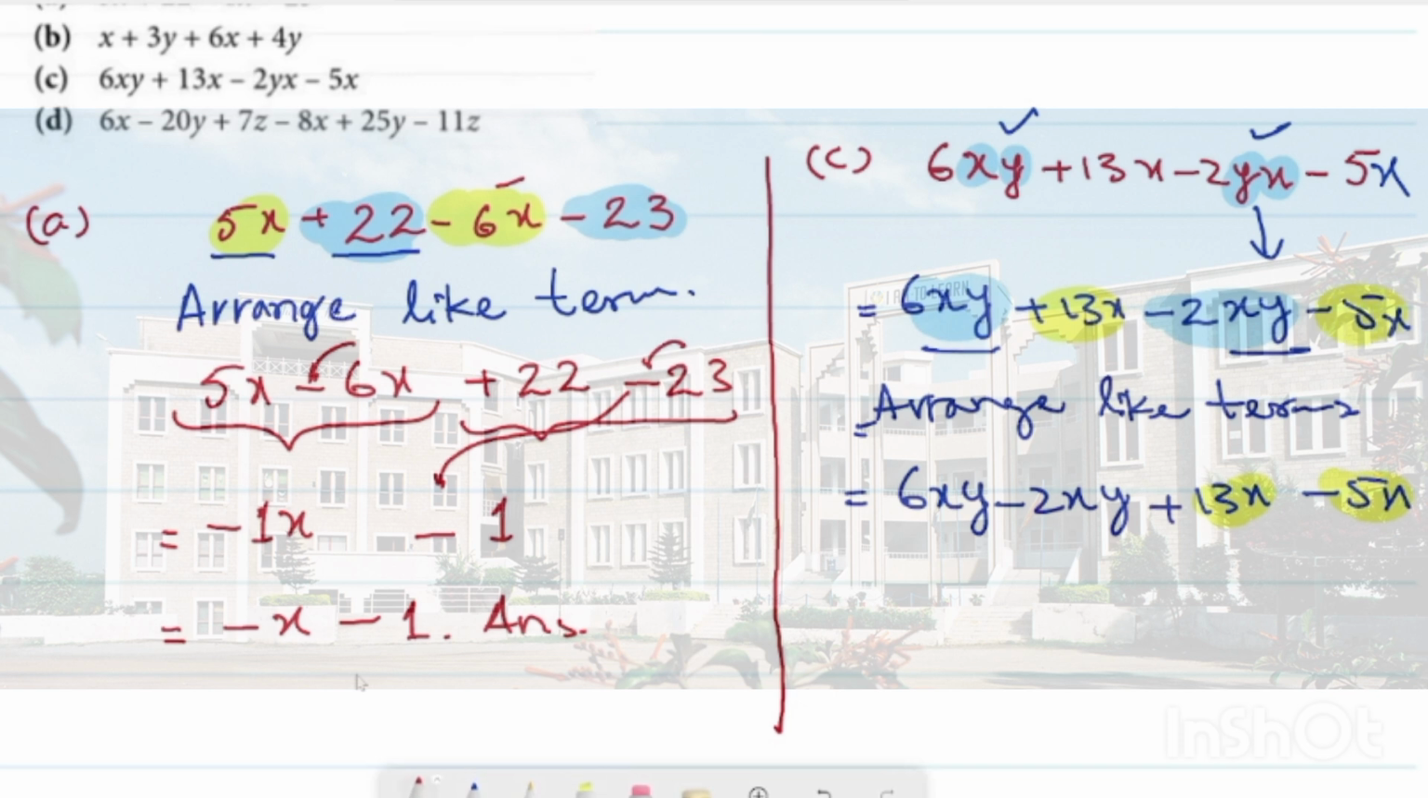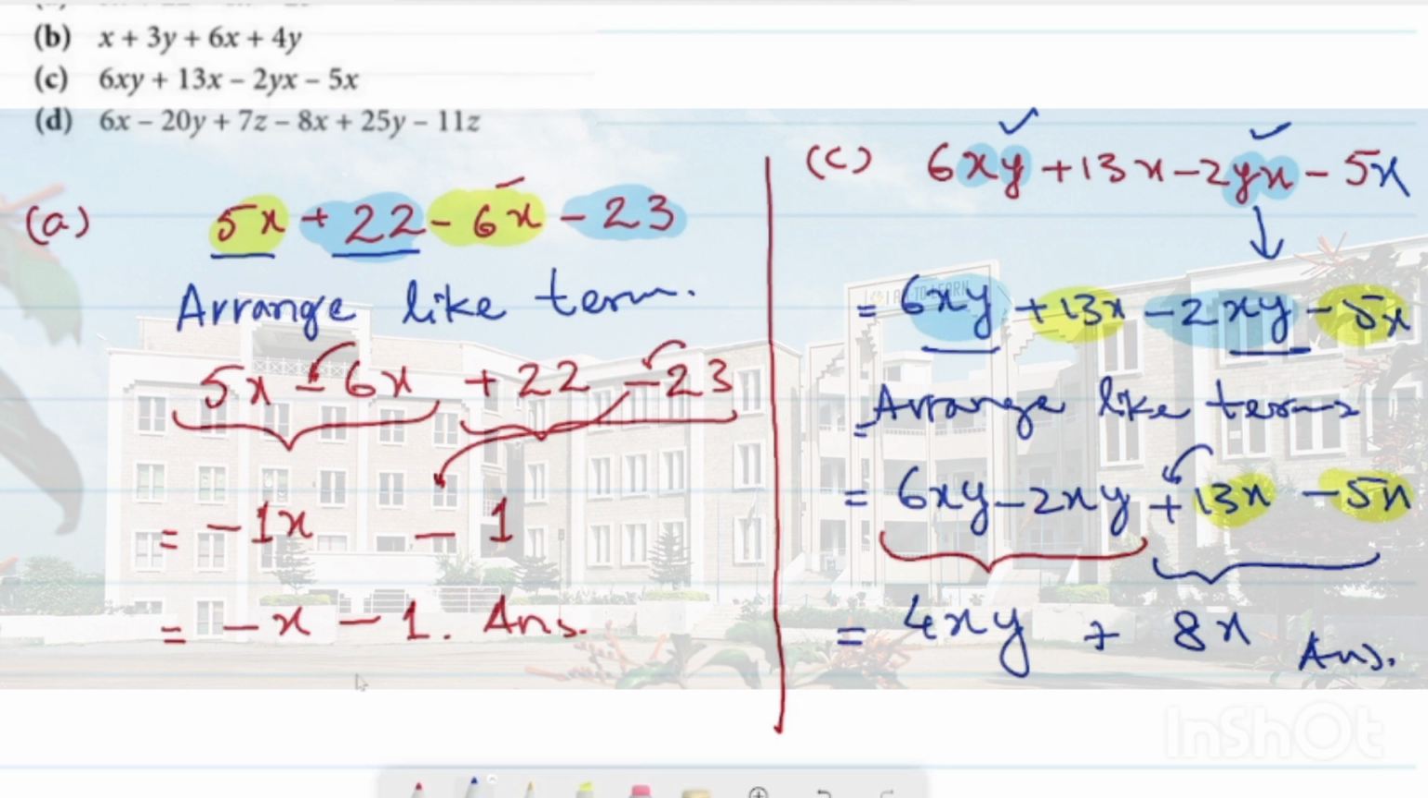Now because these are like terms, we can solve them, and we see that there are different signs, so we'll subtract. So 6xy minus 2xy is 4xy, and plus 13x minus 5x is 8x. We keep the bigger number's sign, which is a plus, and in the beginning we don't write the plus sign, and that is your answer.